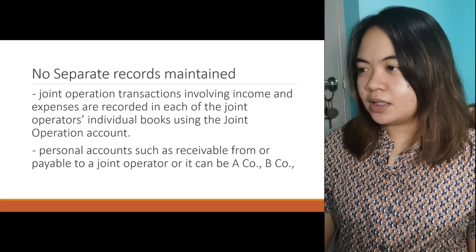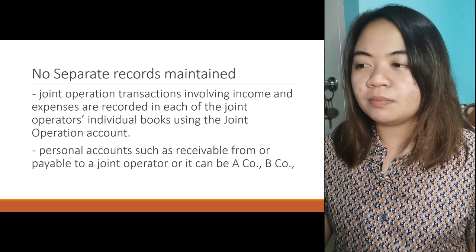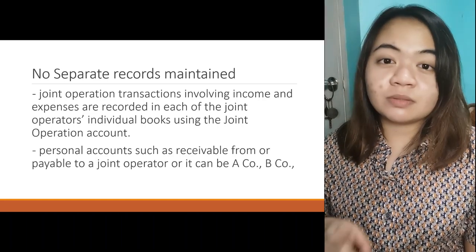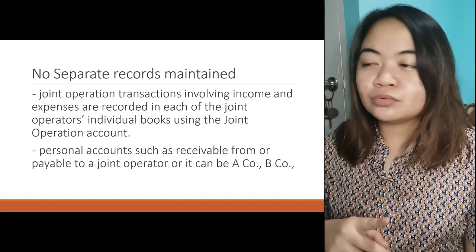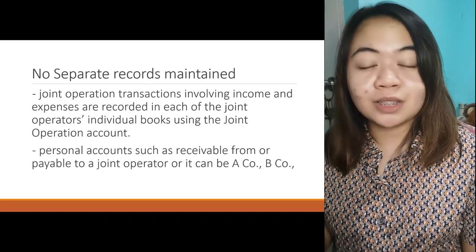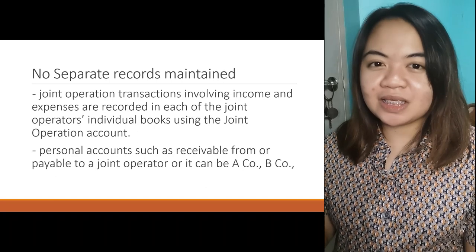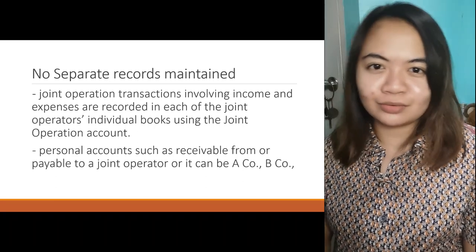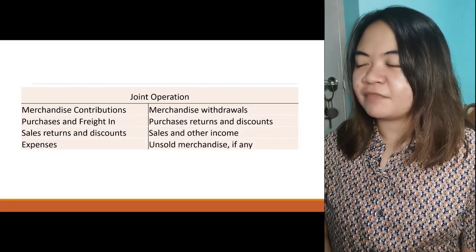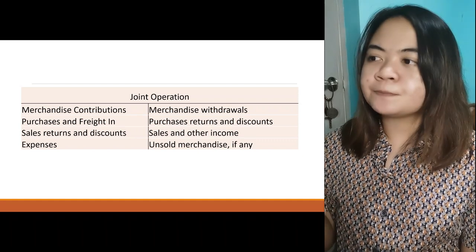So, let's do it. Personal accounts such as receivable from or payable to a joint operator, or it can be A ko or B ko. So, pwede daw may personal accounts like receivable from or payable to a joint operator, or pwede na lang ilagay mo A ko or B ko. Yun yung ibig sabihin ng pangalan ng entity nila, SM Inc. Okay, Robinsons ngayon.